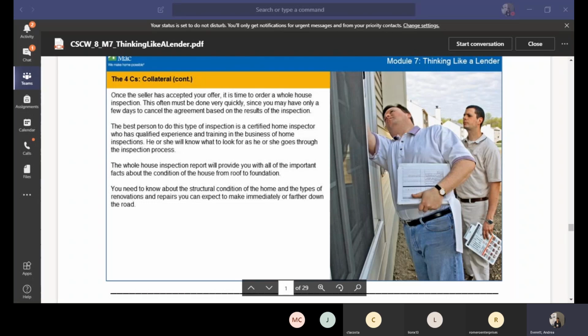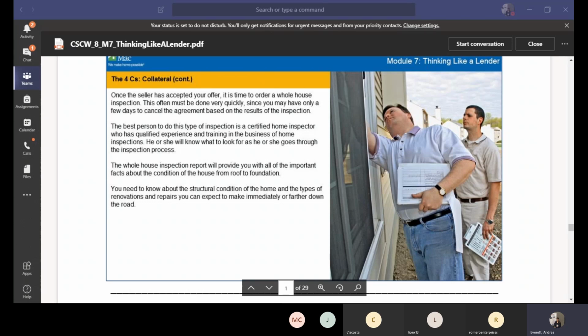Okay, so once the seller has accepted your offer, it is time to order a whole house inspection, right? This often must be done quickly since you may have only a few days to cancel the agreement based on the results of the inspection. So this is going to protect you. Say you're going to buy a house and you don't know that it has serious structural damage, right? That inspector is going to let you know. So if you find some kind of structural damage, then you can cancel the agreement. Okay, they give you a little bit of a window for that.